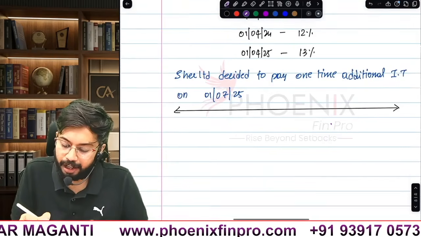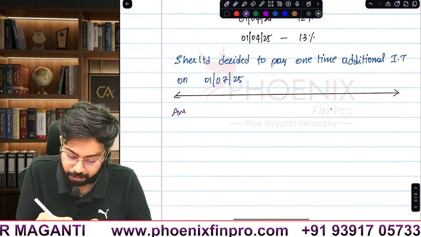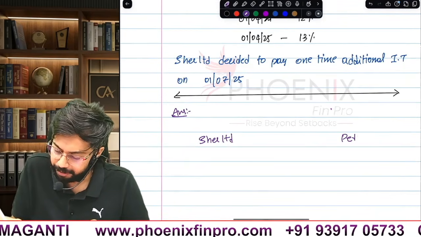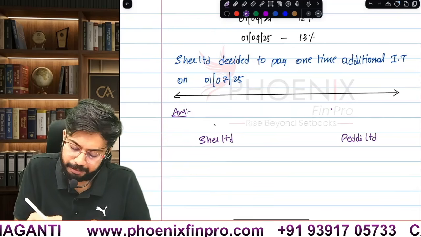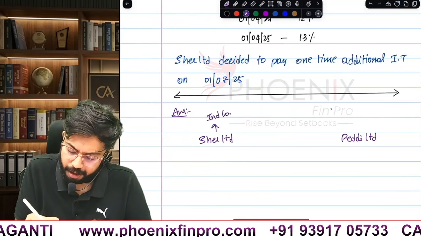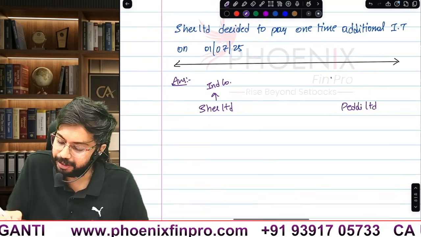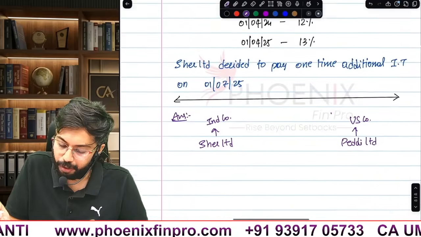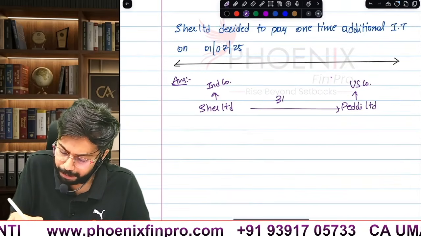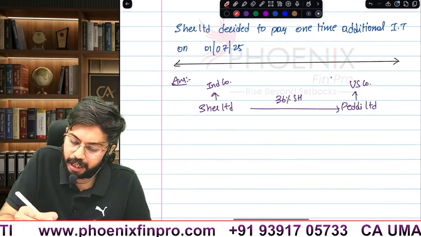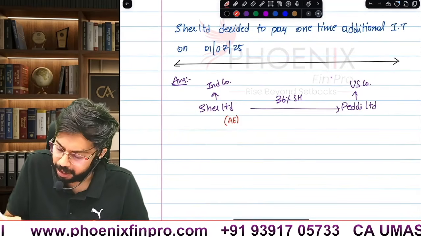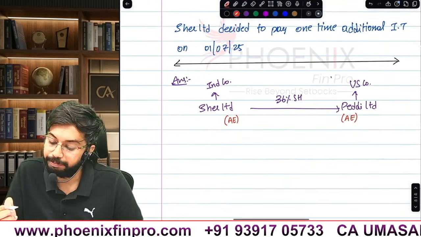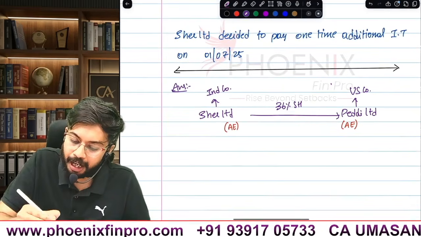First, we will plot the information. Answer. So, there is Share Limited and there is Peddi Limited. Share Limited is an Indian company. Peddi Limited is a US based company. Share Limited holds 36% shareholding in Peddi Limited. So we can treat both entities as associated enterprises, Share Limited and Peddi Limited. Well and good. Now, how much are actual sales?